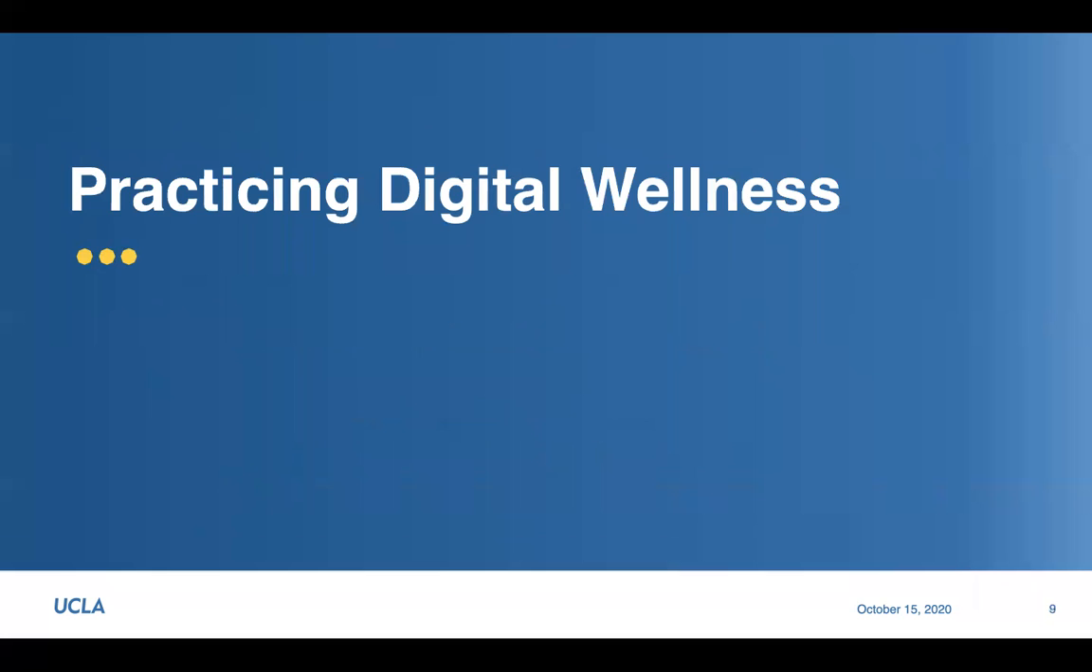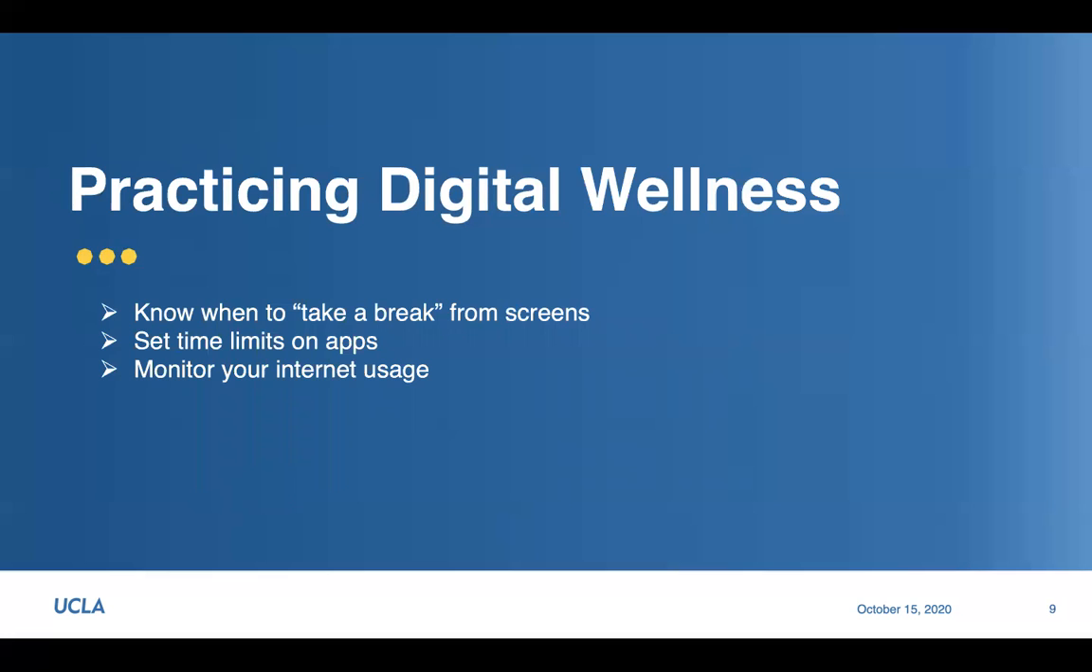Practicing digital wellness, this is an important one too, because it's basically knowing when to take breaks from a screen, and also setting time limits on apps. Monitoring your internet usage. You can do this with an iPhone. I'm not sure if Android has this, but you can do both of them. You can set limits on social media apps. You can monitor your internet usage, see what apps you're using. It's a very good feature of it. I use it personally, and I kind of see my screen time from week to week.